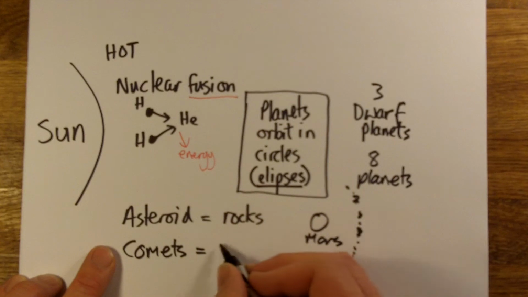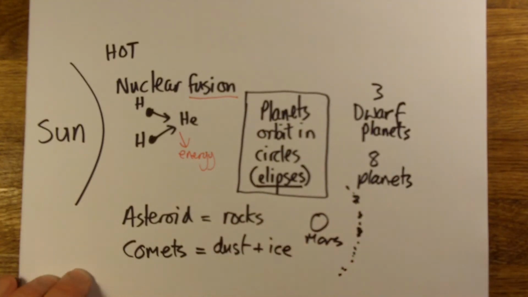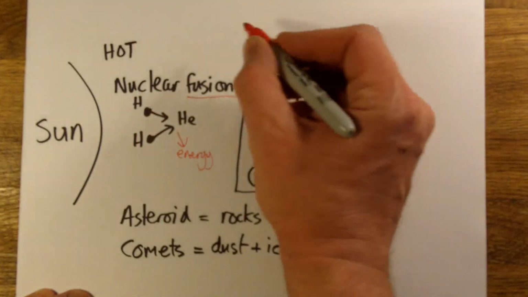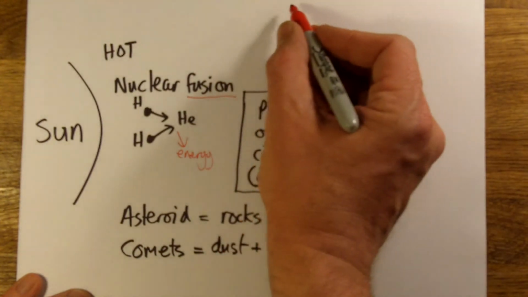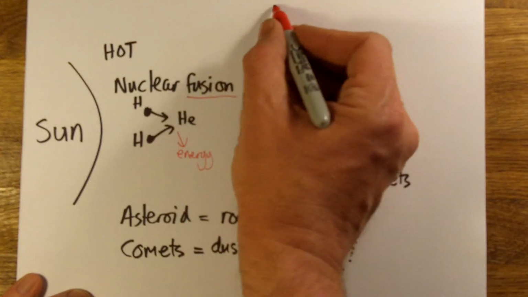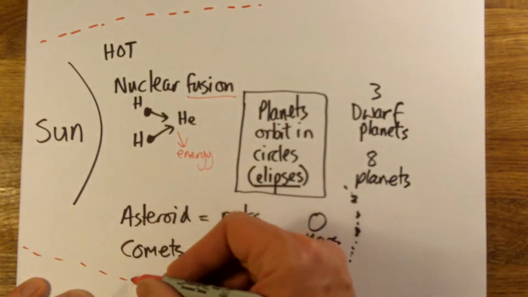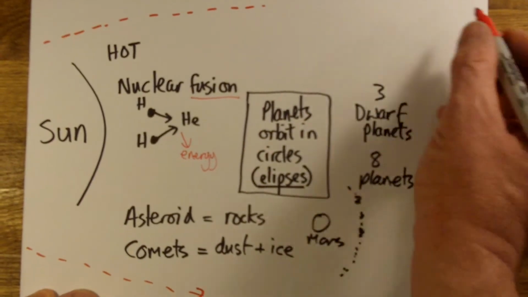Now comets are made of dust and ice, and we don't see them all that often, but when you do, they can be very spectacular. Now if I'm going to draw very quickly, the orbit of a comet will be very, very elliptical, so it will come in very close to the sun, around the back of the sun, and then back out again, and it can then disappear off for decades or longer before it comes swooping back in again.